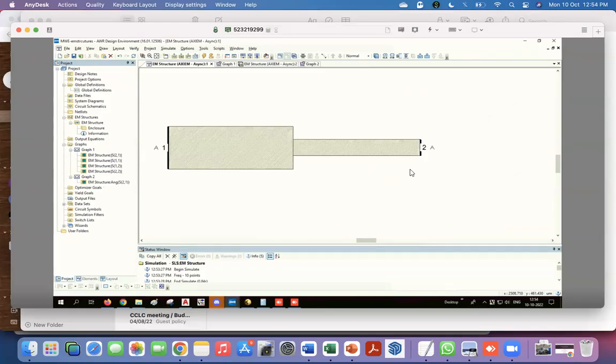Let me quickly show you how to set up two other types of AM structures, and maybe you can try running it. I'll not run it here because it takes time. Let me get rid of this piece here.